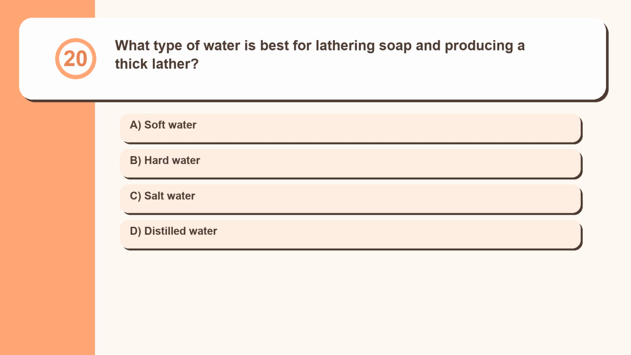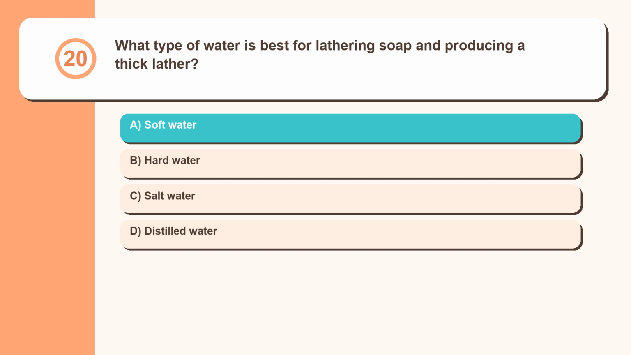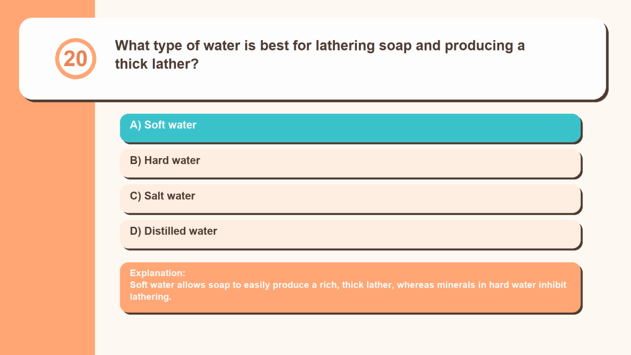Question 20. What type of water is best for lathering soap and producing a thick lather? Soft water, hard water, salt water, distilled water. Soft water allows soap to easily produce a rich, thick lather, whereas minerals in hard water inhibit lathering.